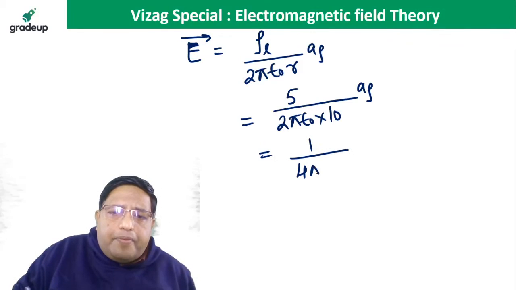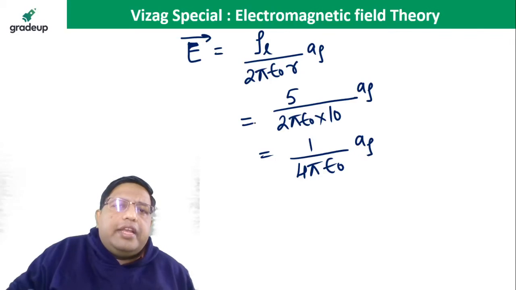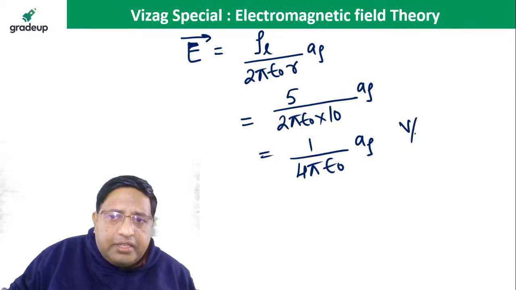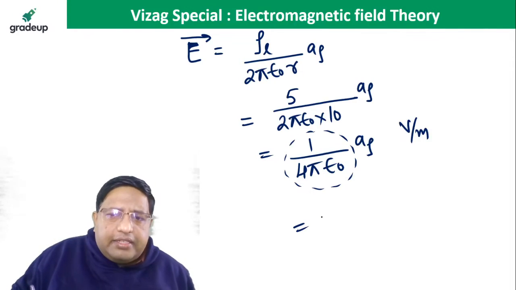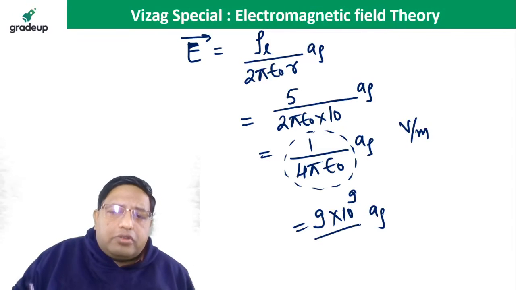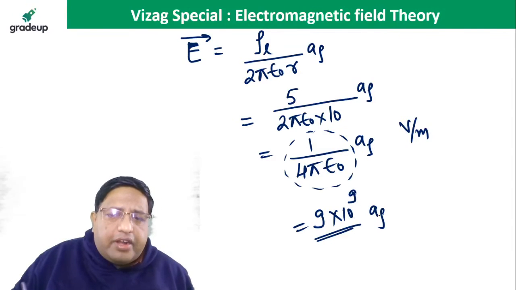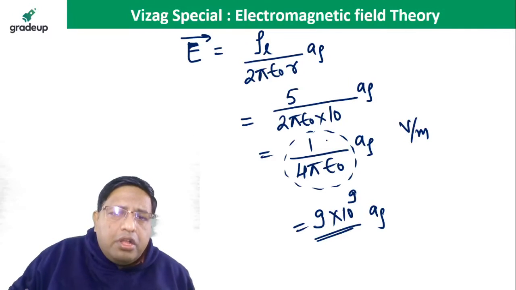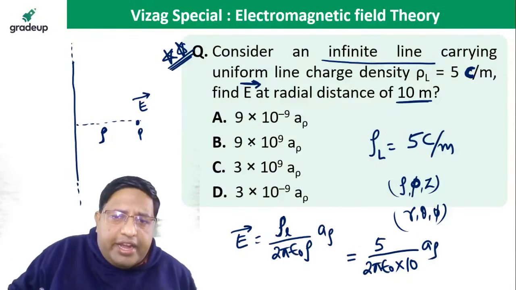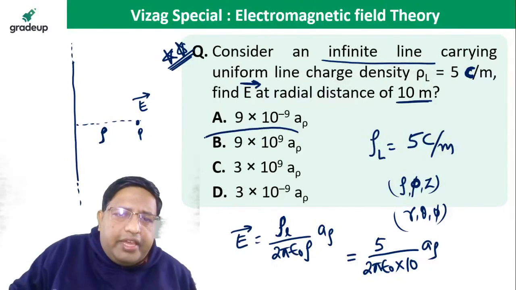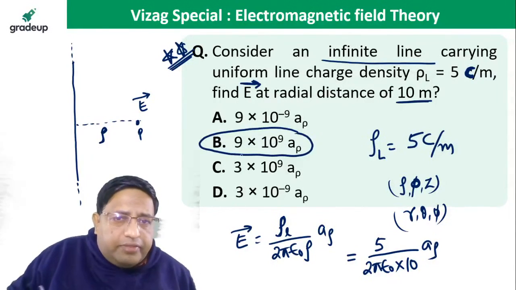Answer is 1 upon 4 pi epsilon naught a rho. Electric field, and the unit of the electric field is volt per meter, and 1 upon 4 pi epsilon naught is written as 9 into 10 to the power 9 a rho. So the correct answer is 9 into 10 to the power 9 a rho, because you already know 1 upon 4 pi epsilon is 9 into 10 to the power 9. B is the correct answer.